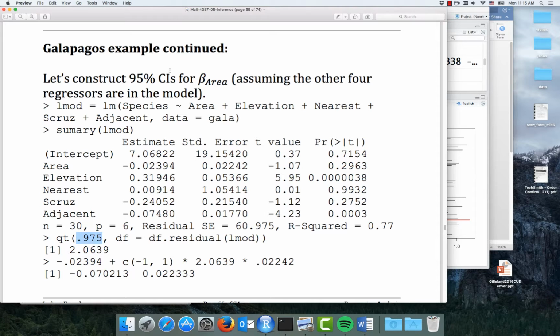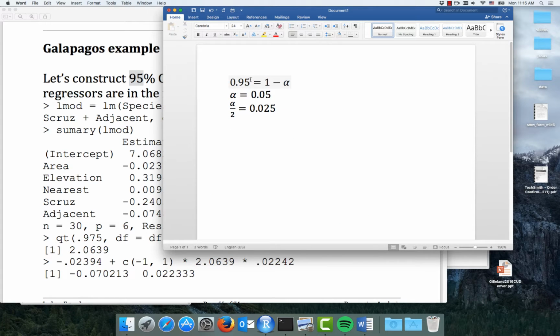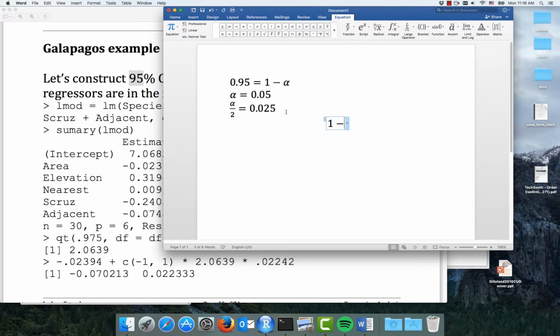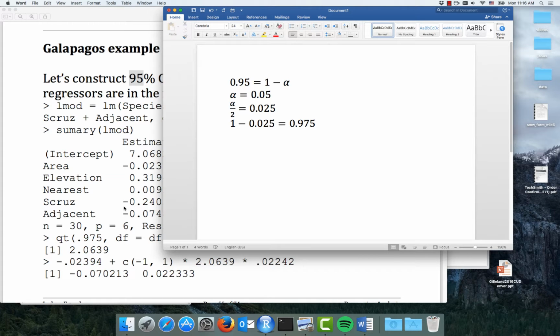So we're constructing a 95% confidence interval, which means that 0.95 is equal to 1 minus alpha. So 1 minus alpha is my confidence level, and that is 95% in this case. And so solving for alpha, I see that alpha is equal to 0.05, and alpha over 2 is 0.025, which means that I want to find the 1 minus 0.025 quantile, or 0.975 quantile of the t-distribution.